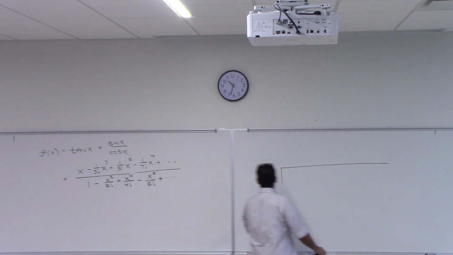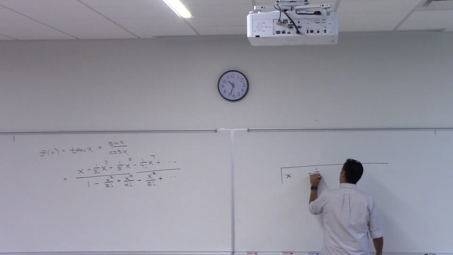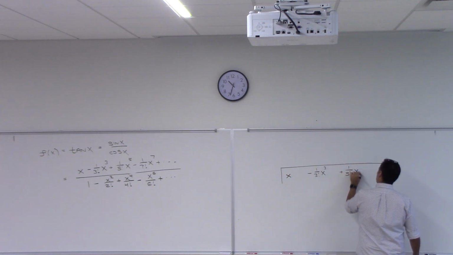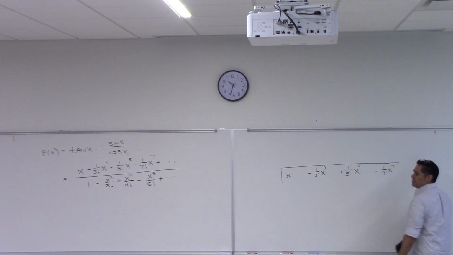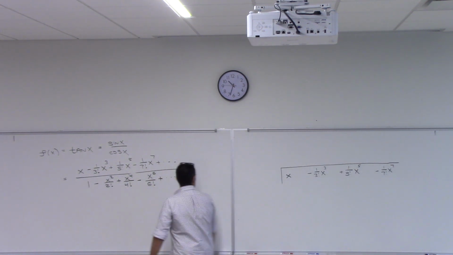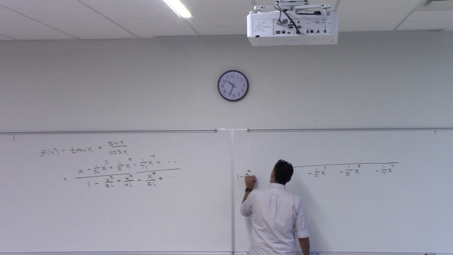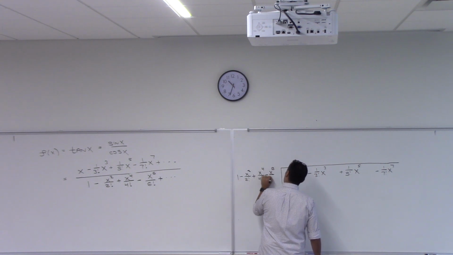So when we do long division, you always start with the numerator in the box. So I'm going to put the numerator in the box. X, I'm going to leave a space, minus 1 over 3 factorial x cubed, plus 1 over 5 factorial x to the 5th, minus 1 over 7 factorial x to the 7th. I'm leaving the spaces for the same reason I left the spaces a second ago. On the outside is what you're dividing by. I'm going to put that out here. 1 minus x squared over 2 factorial plus x to the 4th over 4 factorial minus x to the 6th over 6 factorial plus dot, dot, dot, right?